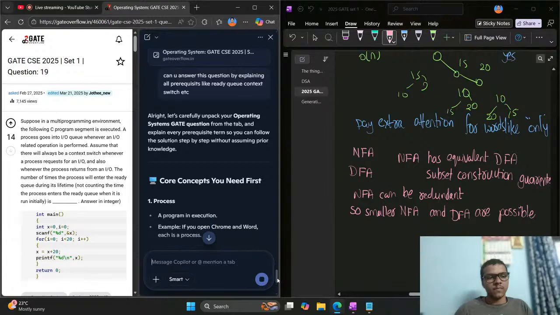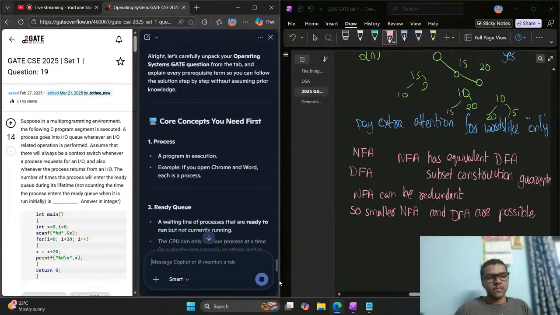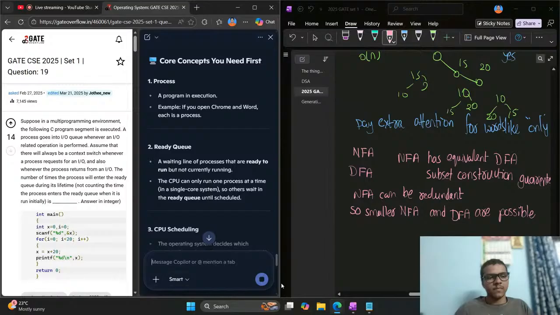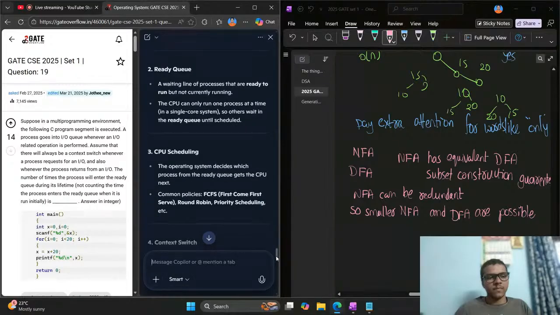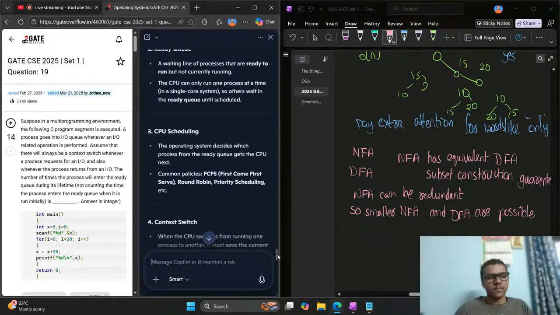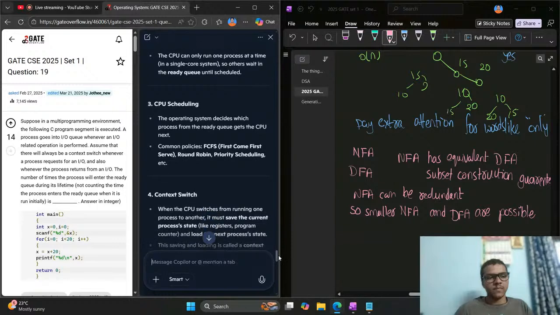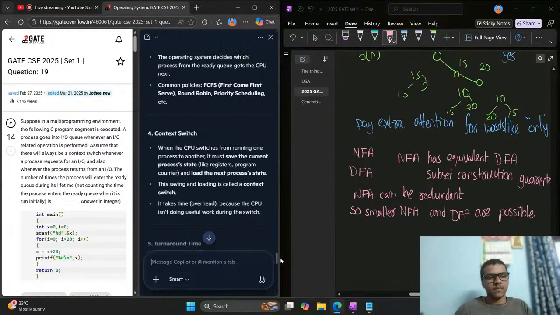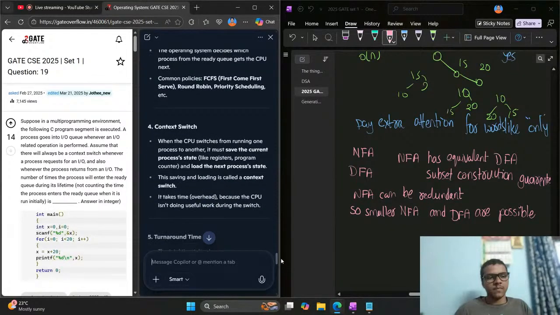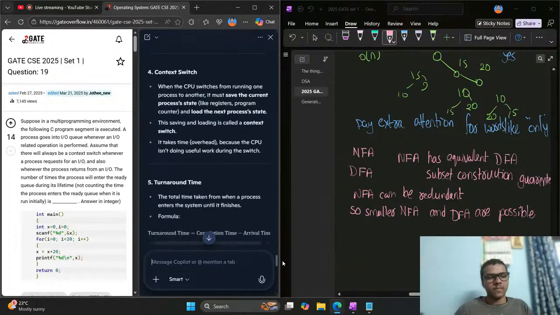A process is a program in execution. The ready queue holds processes that are ready to run but not currently running. The CPU runs only one process at a time in a single core system. CPU scheduling: the operating system decides which process from the ready queue runs, for example FCFS. Context switch: whenever the CPU switches from running one process to another, it must save the current program state like registers and program counter, and load the next process state. A context switch takes time overhead because the CPU isn't doing useful work during the switch.